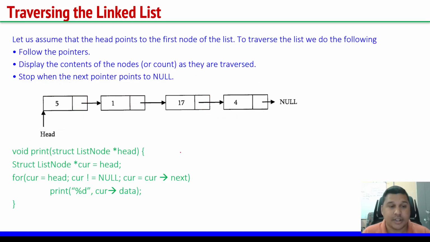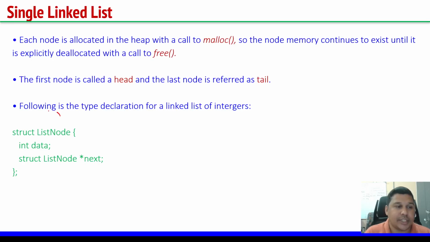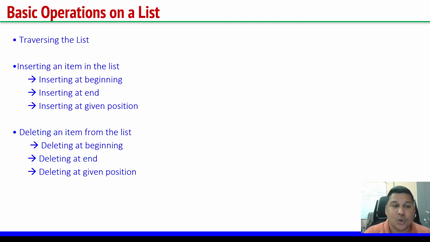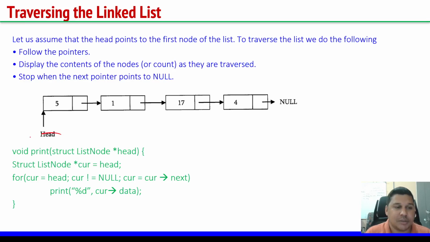Okay, is it clear? This is the code snippet. This is the actual code. So when you write a program, you have to write this code first. Then you have to write main. Inside main, you can call a function like this, print.